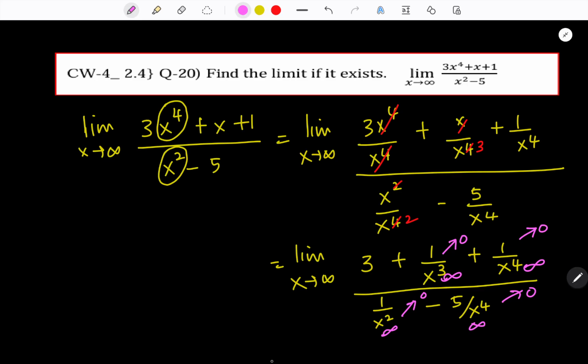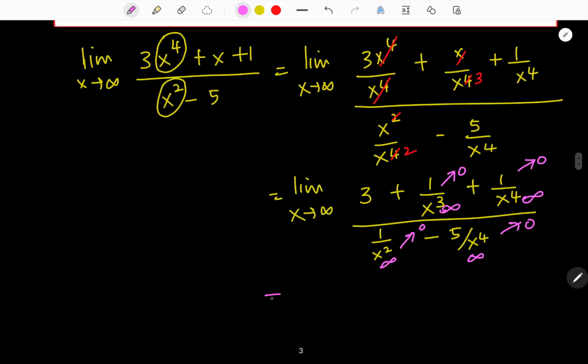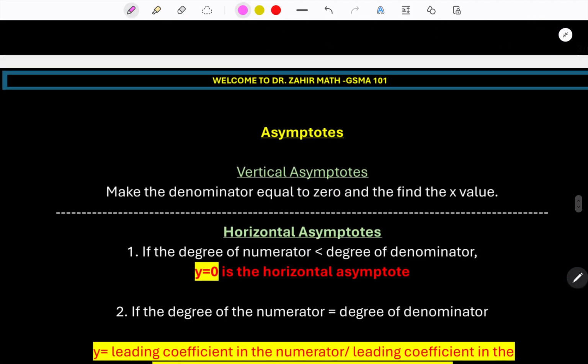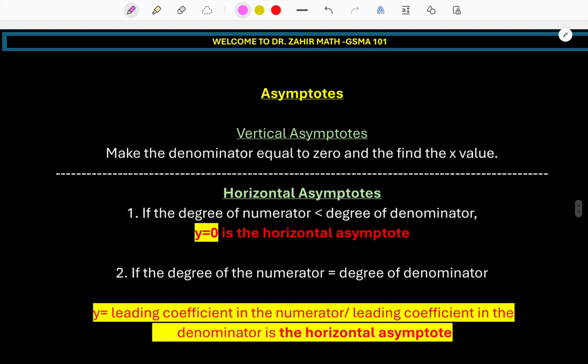So this is going to become 3 plus 0, divided by 0 minus 0, which is equal to 3 by 0, and the value is going to become infinity. So the answer for this question is infinity. Let's go to the next topic. That's all, the infinity substitution is over.